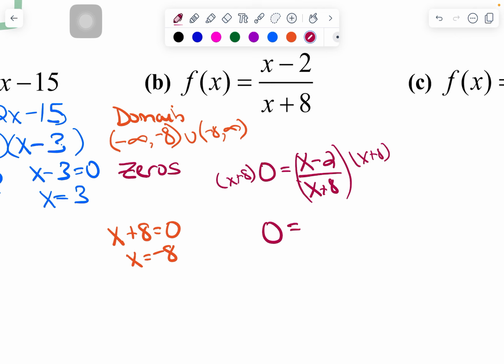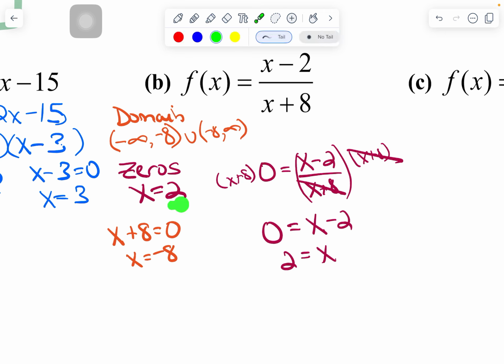And on the right side, x plus 8 in the denominator will take out the multiplier of x plus 8. So I'm left with x minus 2. I'm going to add 2 to both sides, and I get x equals 2 as the single zero. So my zero in this case is x equals 2. And that value of 2 is absolutely valid as part of my domain, so no issues there.